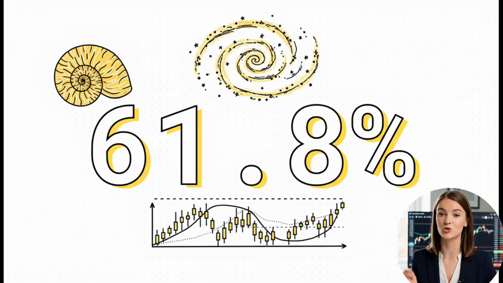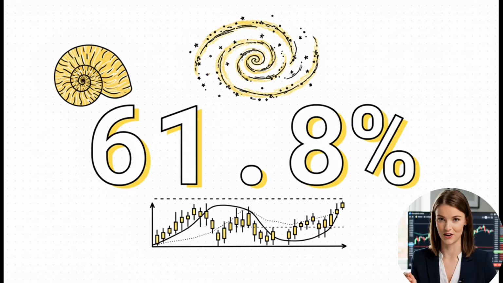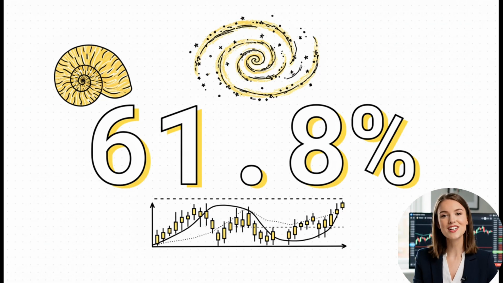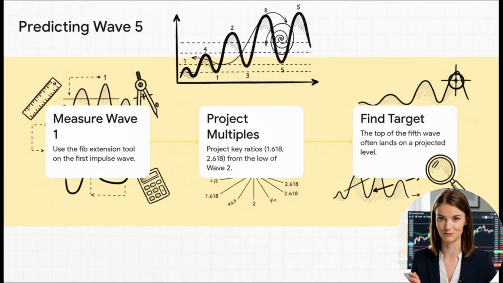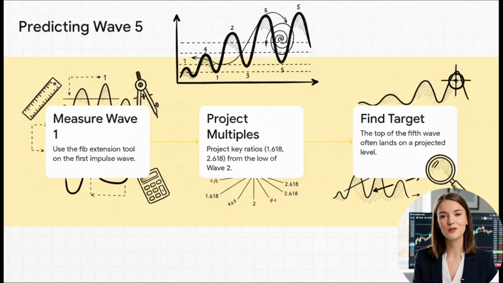This number, 61.8%, also known as the golden ratio, pops up all over the place in nature, in shells and flowers, and, believe it or not, all over financial markets. It's a powerful point where prices often have a major reaction. So, how do we actually use this? Well, when you combine Elliott wave with these Fibonacci tools, you can make some amazingly precise forecasts.